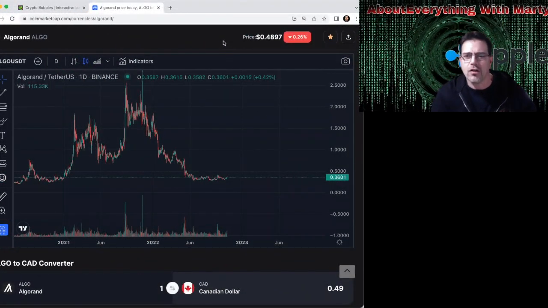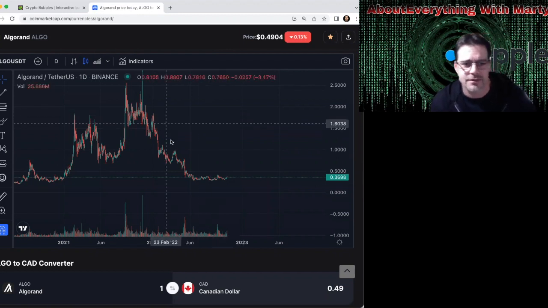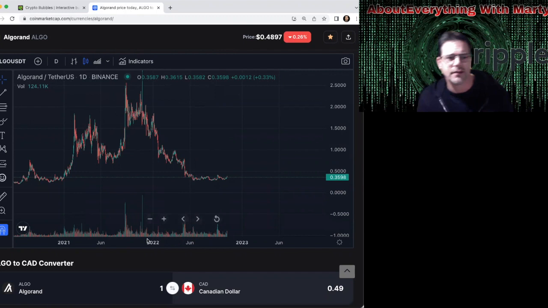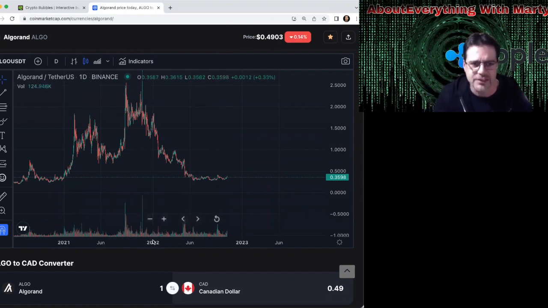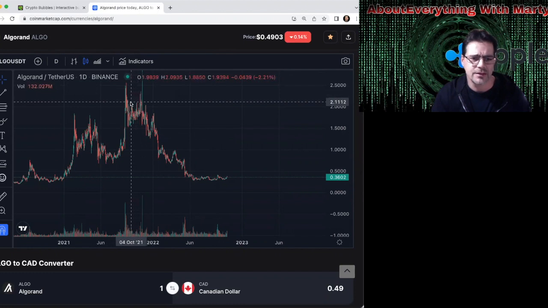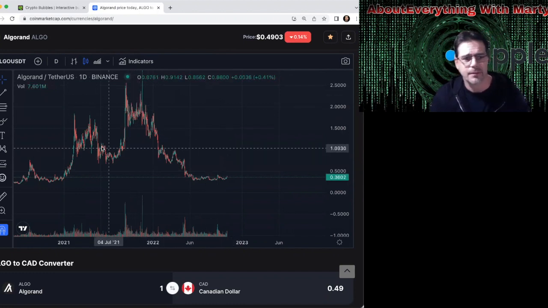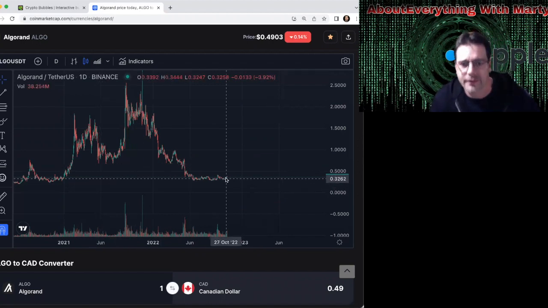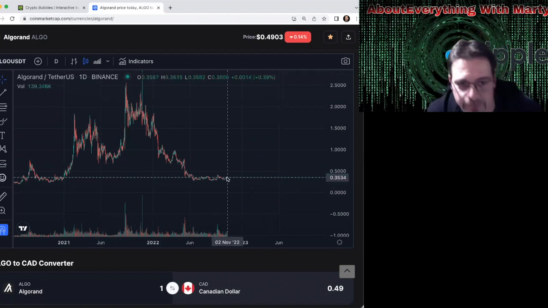We've got the ALGO chart in front of us, and we've got 2021 right here, 2022. And you can see the big bull run in 2022 in the November months, beginning of November, end of October, and right now we are at the end of October.